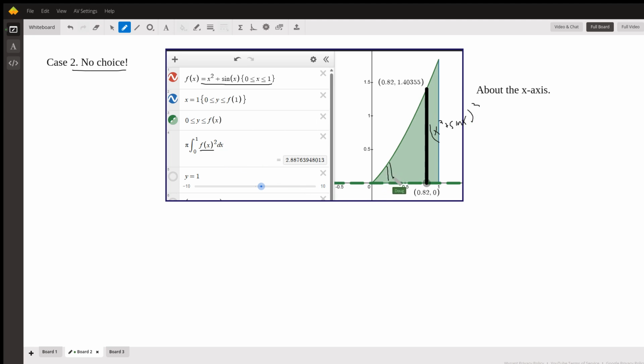I've got all these typical rectangles going from 0 to 1. But if I wanted to use the shell method, I'd have to have a formula for the height of a typical shell. That's this distance right here. I need to be able to solve this for x in terms of y. You can't do it. So you're forced to use, in this case, the disk method.